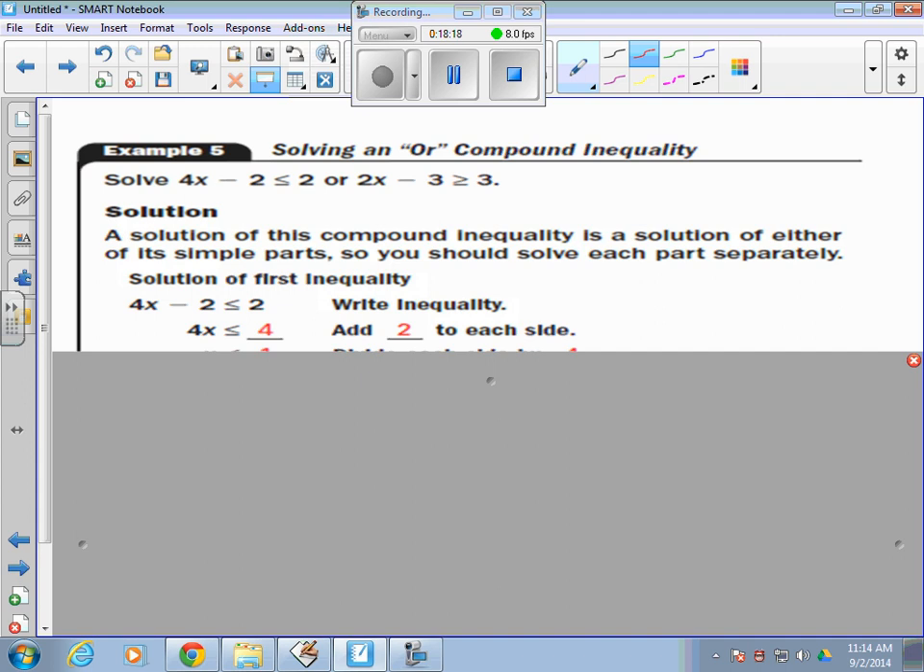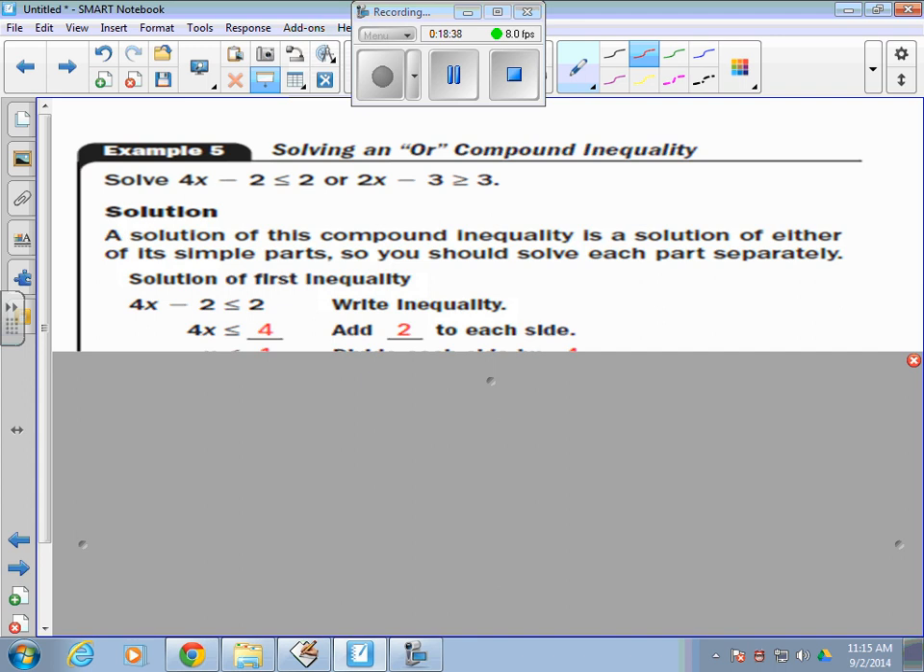Solving an OR inequality. You do these separate. OR inequalities are usually easier for people because you can do both inequalities separate. 4x minus 2 is less than or equal to 2, or 2x minus 3 is greater than or equal to 3. Looking at the first one first. It says minus 2, so add 2 to each side.